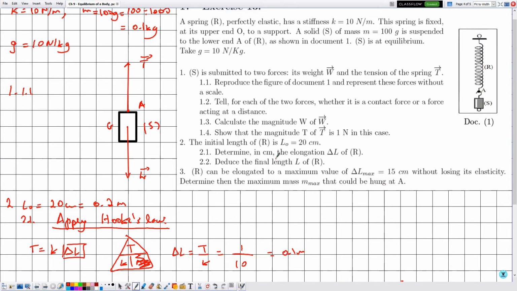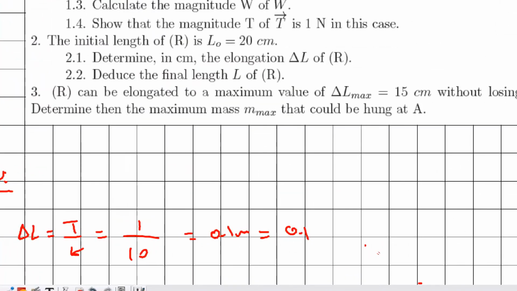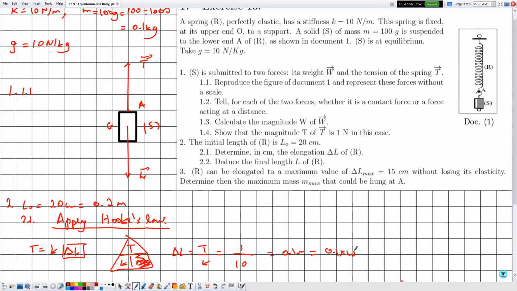And they are asking me to calculate delta L in centimeters. In order to convert from meters to centimeters, we multiply by 100. From centimeters to meters, we divide by 100, but from meters to centimeters, we multiply by 100. Then 0.1 multiplied by 100 is equal to 10 centimeters. So delta L that we have calculated is equal to 10 centimeters.